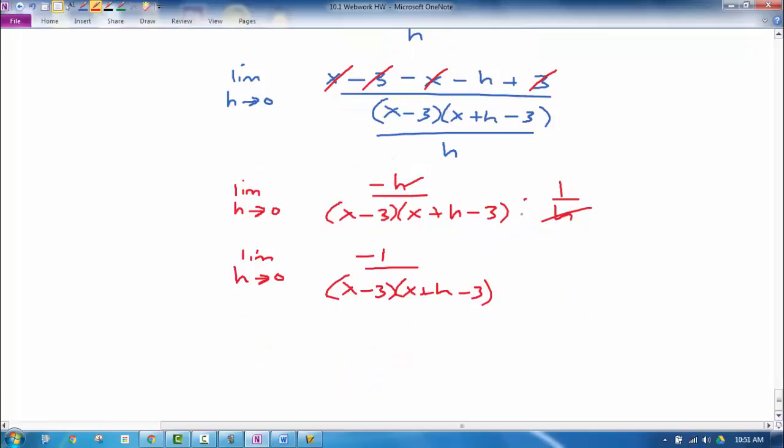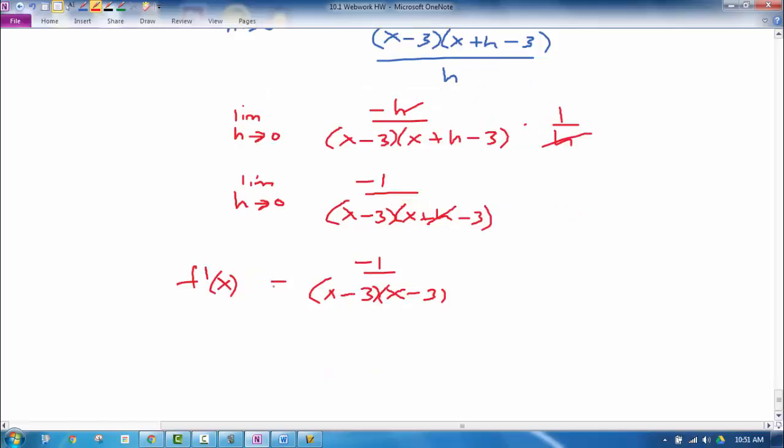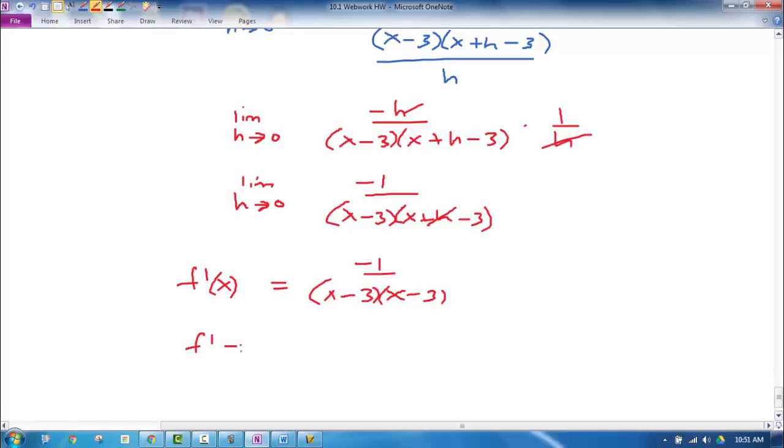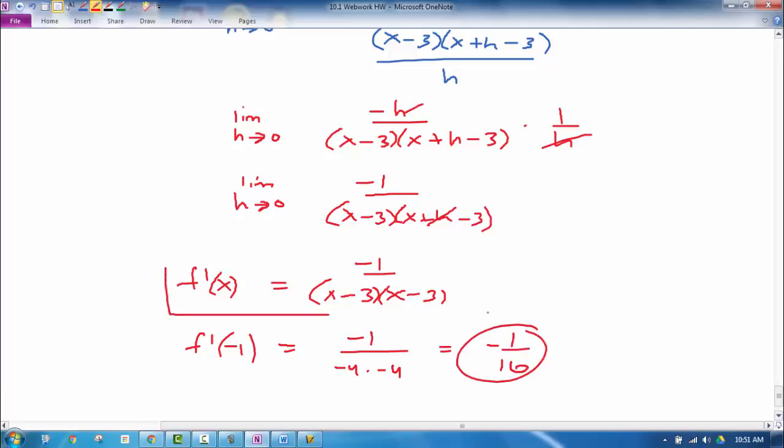And then I want to take the limit now as h approaches 0. So if h approaches 0, this goes to 0. And I get negative 1 over x minus 3 times x minus 3. So I've evaluated the limit now. That's my derivative. So that's my f prime of x then. But what they want us to find is f prime of -1. So I plug in -1. In this case, I get -4 in the bottom times -4, which turns into -1 over positive 16 as my answer. What's nice though is once you have the derivative, now you can just plug in the number they're asking you to take the derivative of.